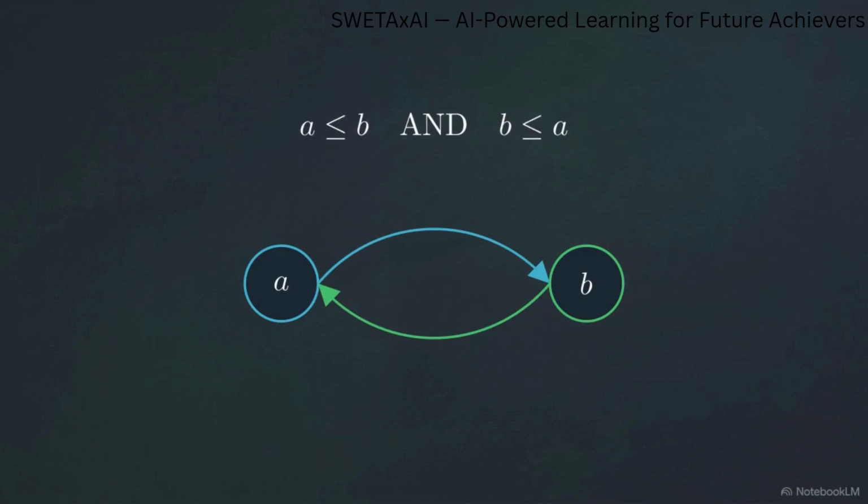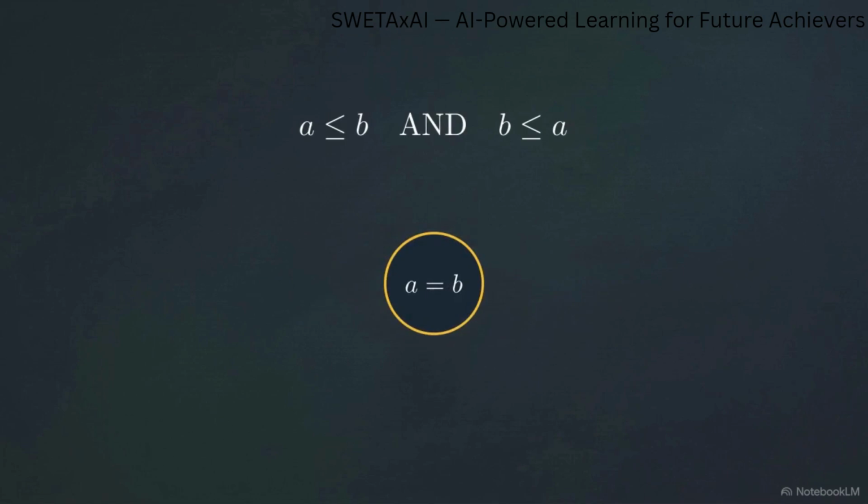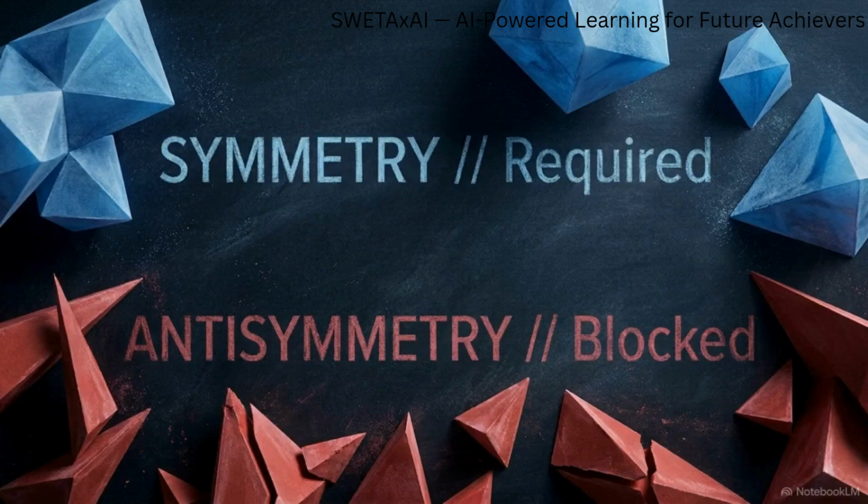Take the less than or equal to operator as the prime example. If A is less than or equal to B, and B is less than or equal to A, those two distinct nodes are forced to collapse into a single point, A equals B. Symmetry demands that a mirrored pair exists. Antisymmetry forbids mirrored pairs from existing between distinct, separate elements.